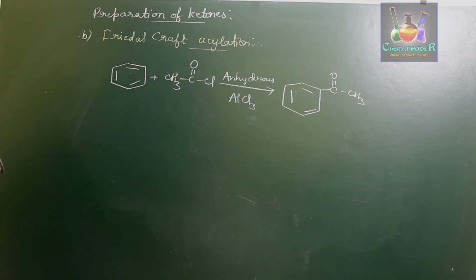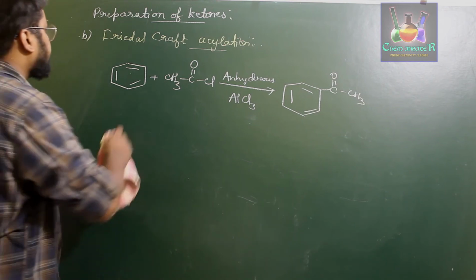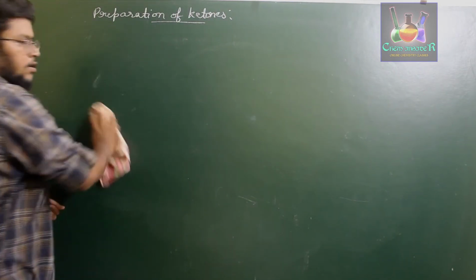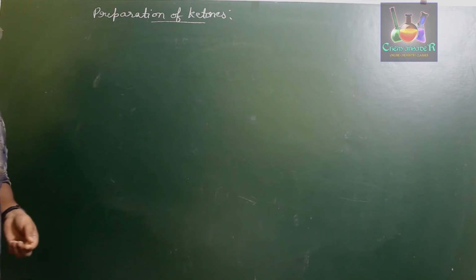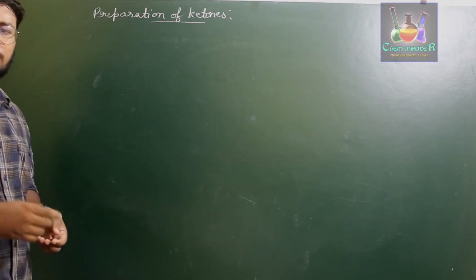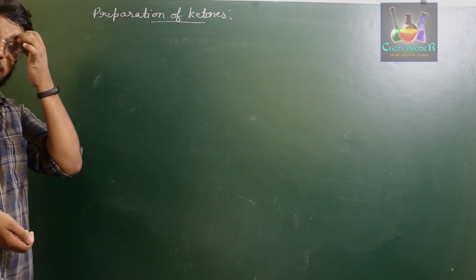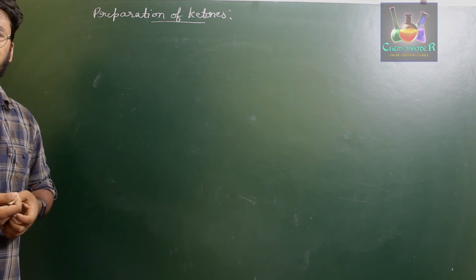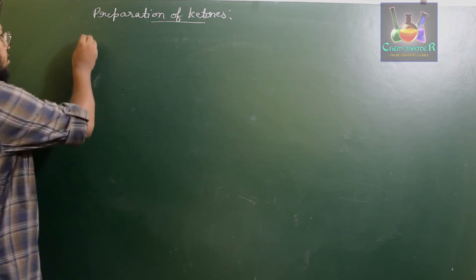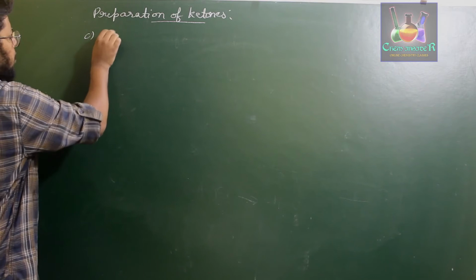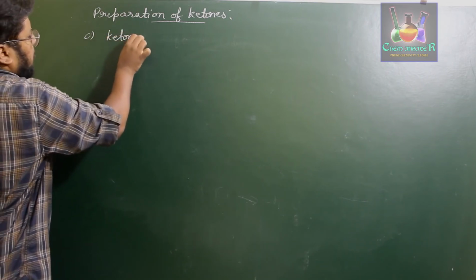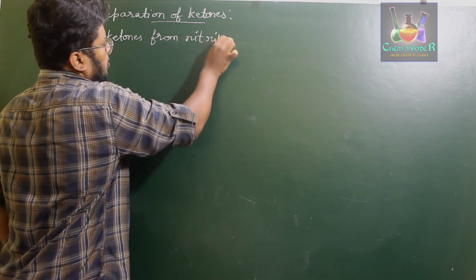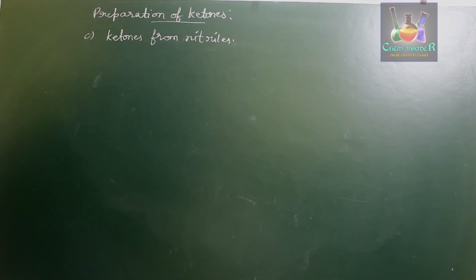Next is the third and last process of preparation, that is using alkane nitriles. We prepared aldehydes using alkane nitriles, treating them with stannous chloride and HCl or reducing agents such as DIBAL-H. Now, the preparation of ketones from nitriles.